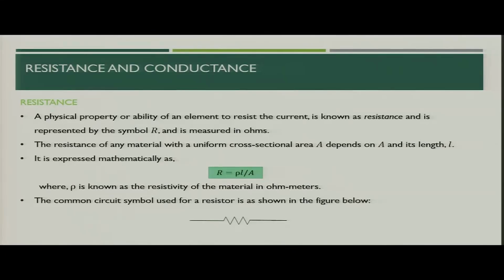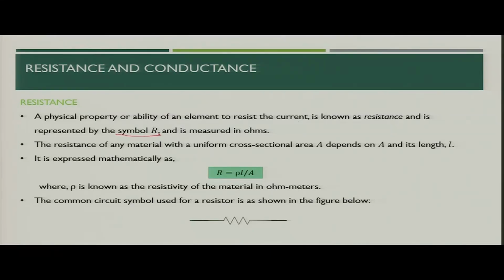So, let us see what is resistance. Resistance is a physical property or ability of an element to resist the current. Basically, whenever the current flows in a particular element, it tries to oppose the flow of current. That property of that element is called resistance. Now, how will you represent this resistance?